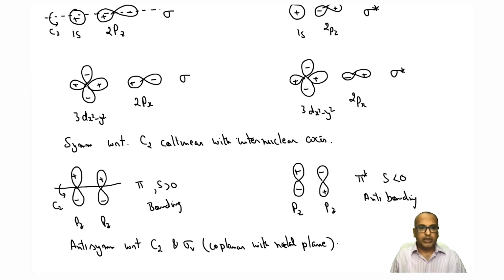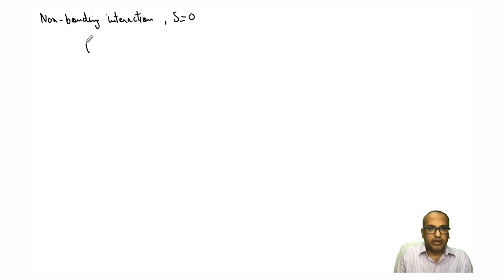Now let us also look at non-bonding interaction, for which S will be equal to 0. So this is just again a balloon representation example. Let's say I have a p orbital oriented like this and an s orbital oriented like this, so this will be positive, positive, and positive, negative. So there is no change in electron density. So this will give you S equal to 0 or non-bonding interaction.